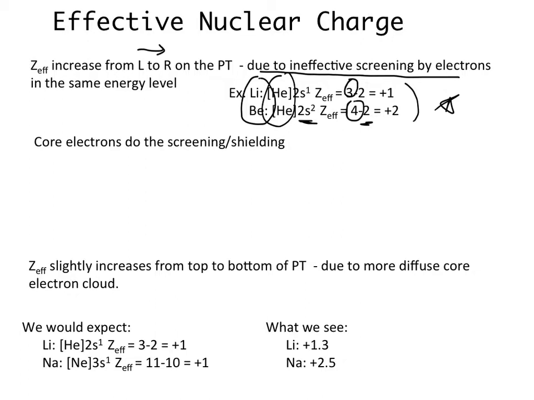Now, Z effective, when we're going from top to bottom, so going from the top of our periodic table all the way down, is going to slightly increase from top to bottom.